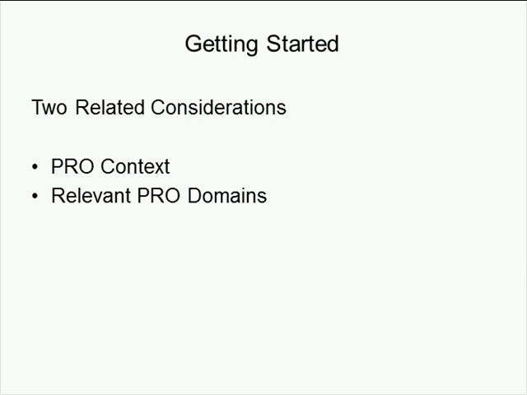Now, to get started in our webinar, in this first webinar, I'm going to talk about 2 related considerations through the course of this presentation. One is the PRO context, that is the surrounding information and aspects that are important to keep in mind when you're evaluating patient-reported outcomes in clinical trials, and then how to select, identify the relevant patient-reported outcome domains in a clinical trial.